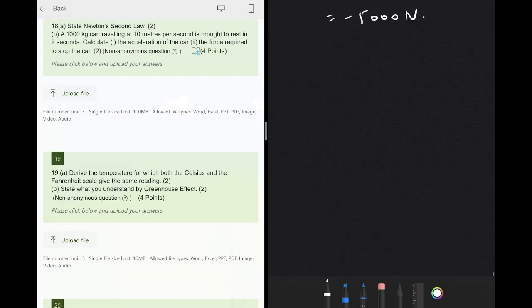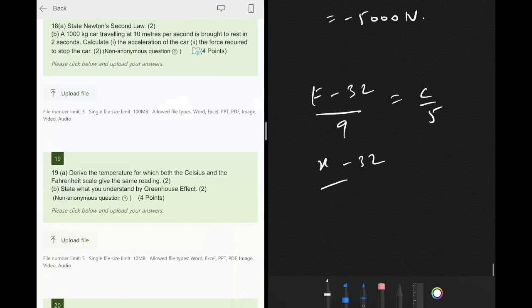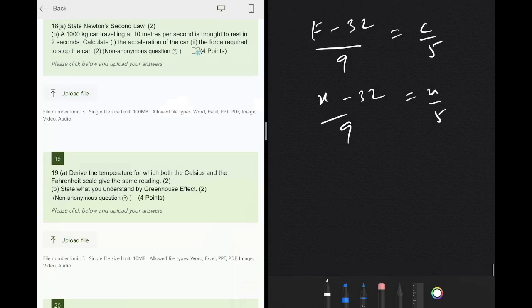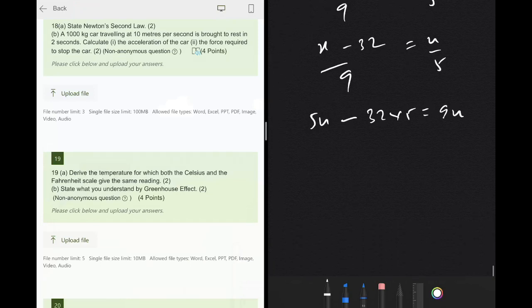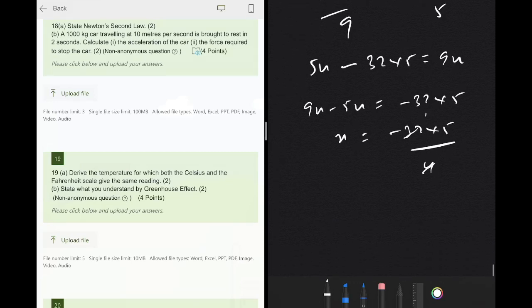Derive a temperature for which the Celsius and the Fahrenheit scales give the same reading. So we have (F minus 32) upon 9 is C by 5. So if you take this as X and this also as X, you have (X minus 32) into 5 is 9X. So we have 9X minus 5X is minus 32 into 5. So X is minus 32 into 5 upon 9 minus 5, which is 4. So minus 160 by 4, so minus 40. So minus 40 degrees centigrade is minus 40 degrees Fahrenheit.